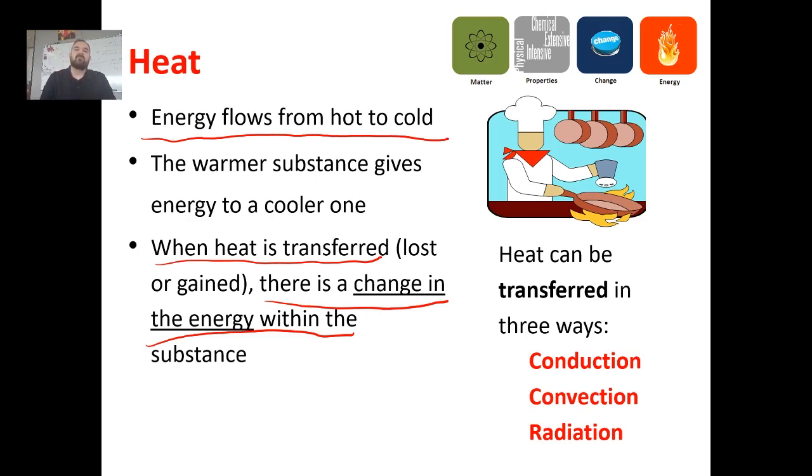So heat can be transferred in three ways. So the first type is going to be conduction. The next type is going to be convection, and the third is radiation. I want you to leave space between these because we're going to write some stuff about them. So just the three methods of heat transfer are conduction, convection, and radiation. And the next 3 slides will elaborate.